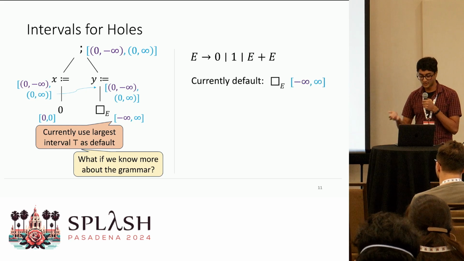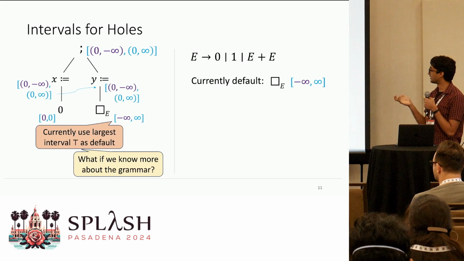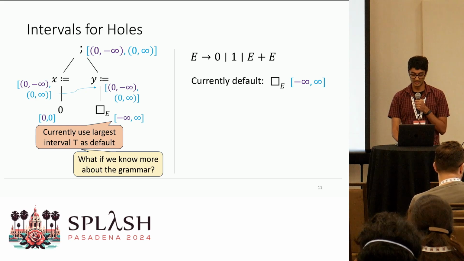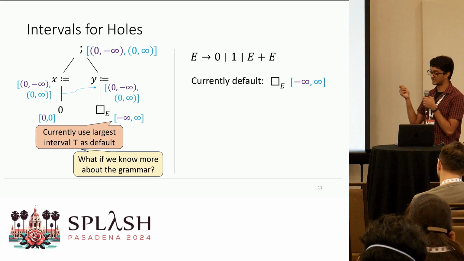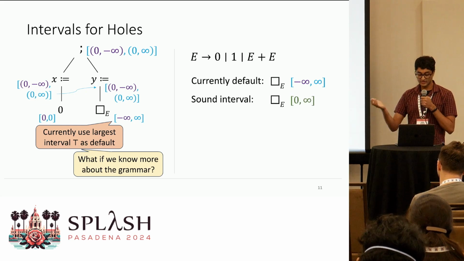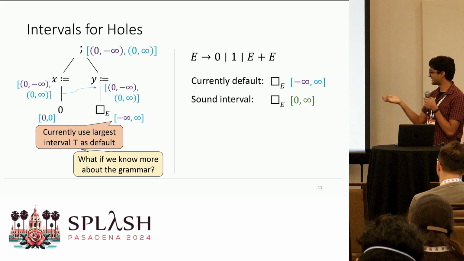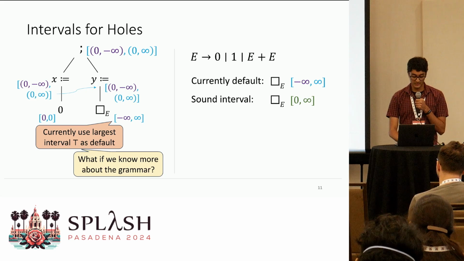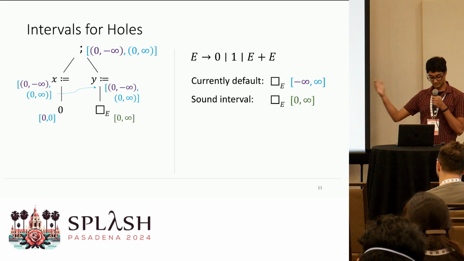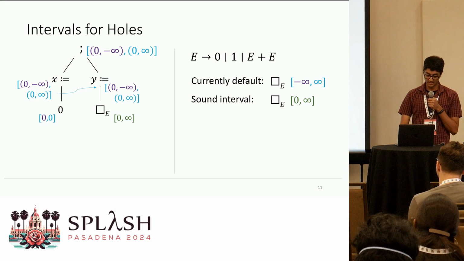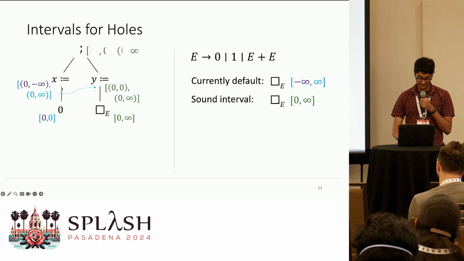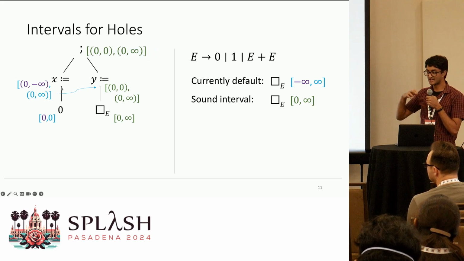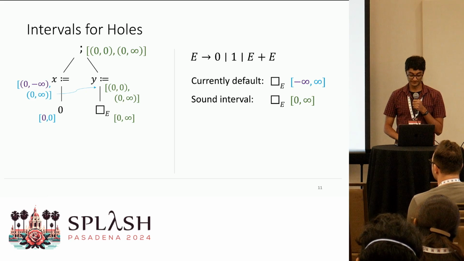Like I said before, we currently default the interval for this hole to be the interval minus infinity to infinity. But if we look at the structure of the grammar and the semantics of addition, a sound interval that would work is simply the interval that covers all non-negative integers, 0 to infinity. So what we can do is replace our old interval of top with this new one, and then propagate this interval upwards until we reach an interval for the entire abstract syntax tree that is now even more precise than the one we generated before.